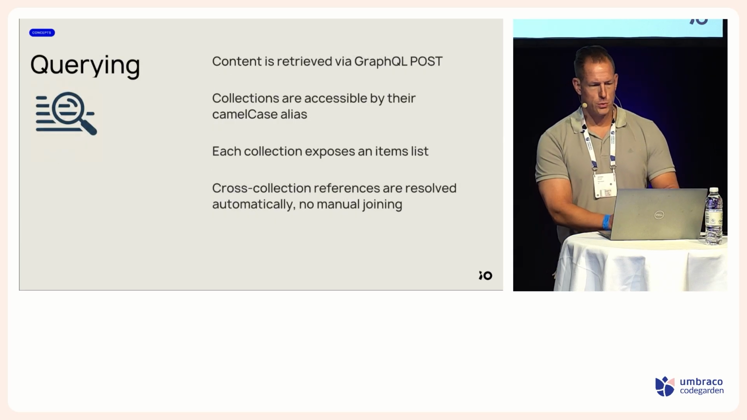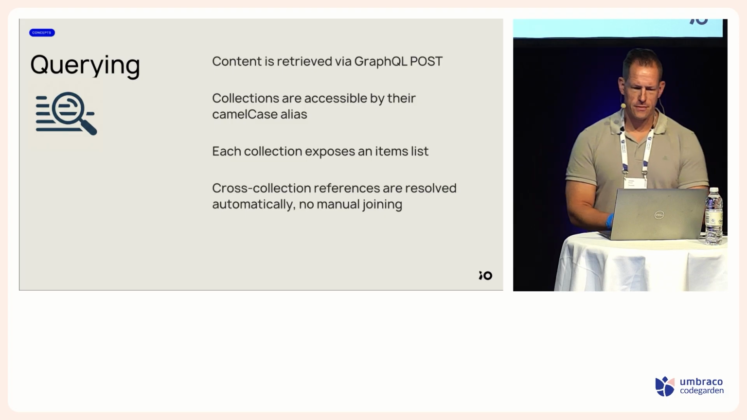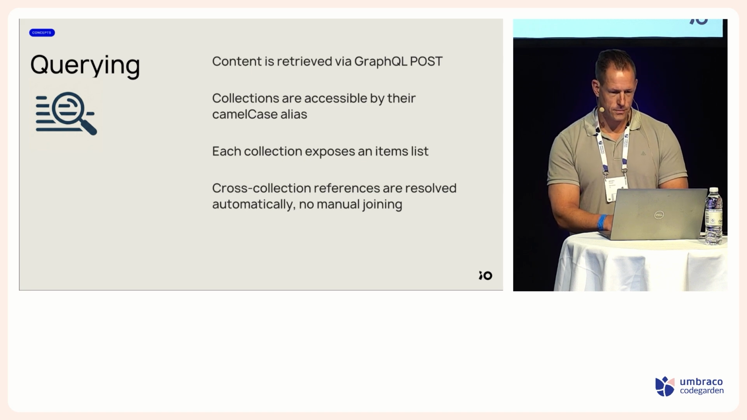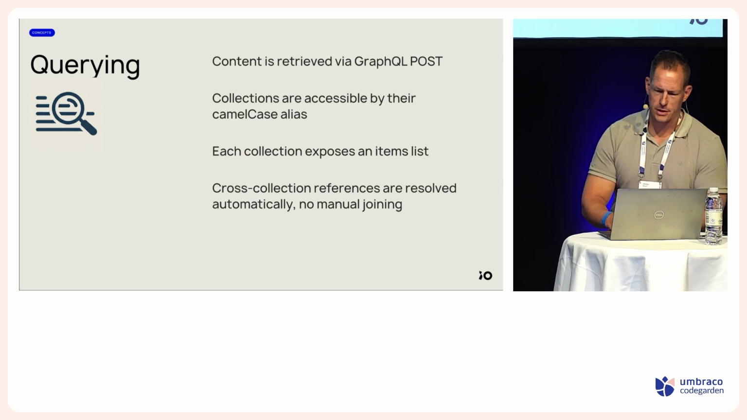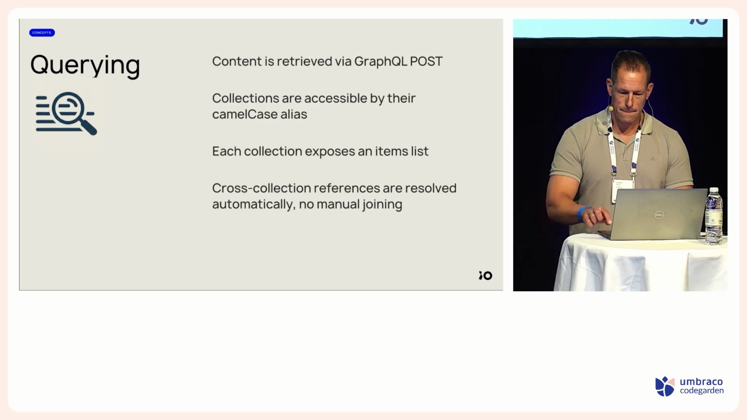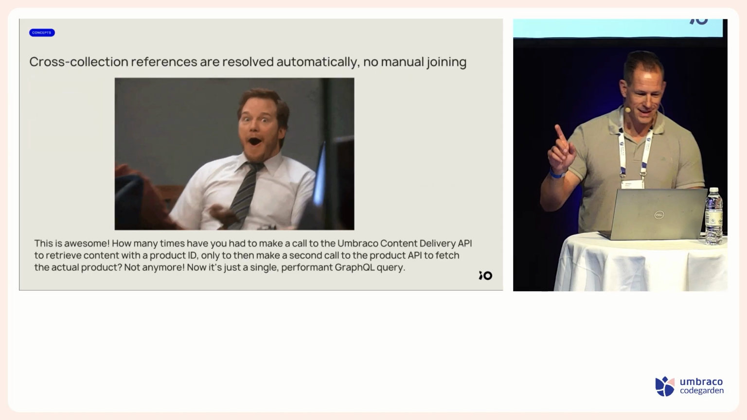And finally, of course, we have querying. Once we have our data in our collections, they can be retrieved through a GraphQL POST. With your camel case alias, you can access your collection. Each collection exposes an item list, and cross-collection references are resolved automatically. No manual joining. Read that again.